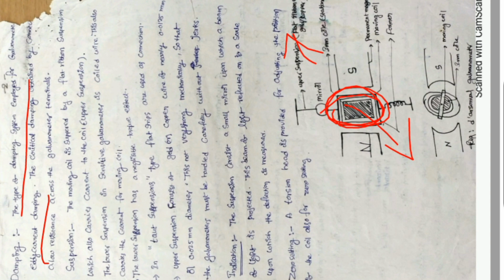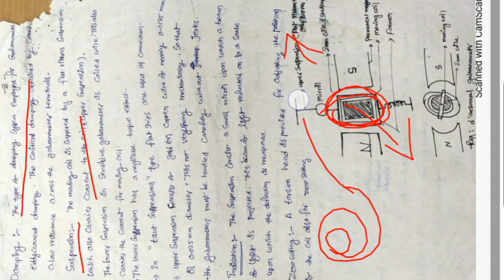Next is suspension. The moving coil is suspended by a flat ribbon suspension which also carries current. Here we are not using a controlling spring to carry the current. In case of a PMMC instrument, a spring will be attached to this moving coil to carry the current. Those two springs we are using in a PMMC instrument. That is the difference. There is no controlling spring in this directional galvanometer.